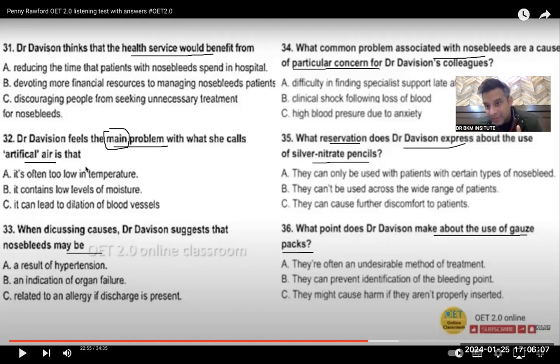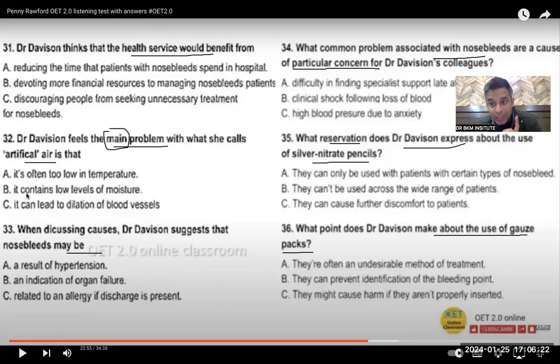So A is eliminated. Too low in temperature. Low in temperature means cold. Artificial air means coming from the heater. Heater air cannot be low in temperature. So A should not be my answer. Again, elimination.